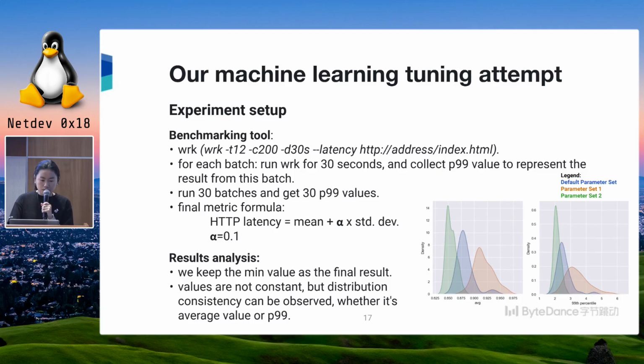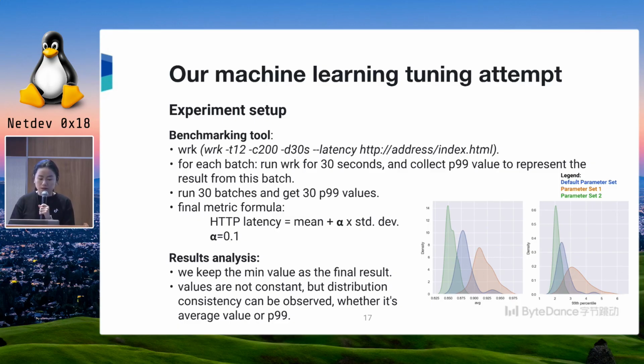Okay, so with those prepared, we want to launch a benchmark. The tool that we use is wrk. We have listed instructions here for you if you want to try it out. For each batch, we run the tool for 30 seconds, and then we pick the P99 value to represent the results from this whole batch. We also want to run 30 batches, so we get 30 P99 values in the end.